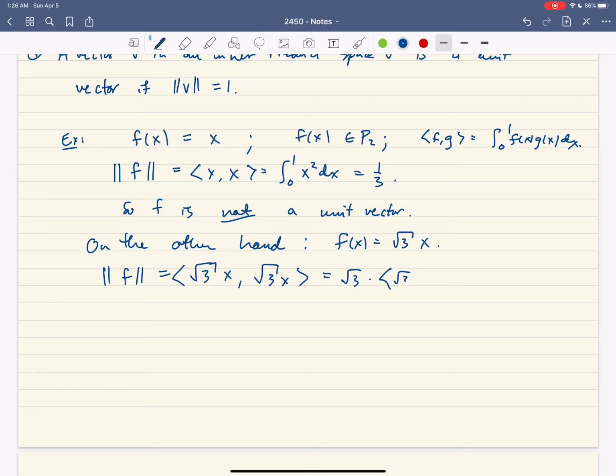So square root of 3x comma x. And then I can do the same thing again with this square root of 3. I can bring that out as well. So I'm going to end up with square root of 3 squared, otherwise known as 3, times the inner product of x with itself, which we just said was 1/3. And so this is going to be 3 times 1/3, which is 1. So f of x being square root of 3 times x, that is a unit vector.